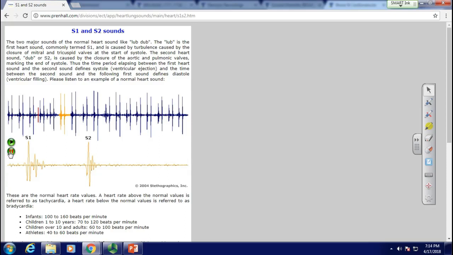So the first heart sound, that's around the time that the AV valves are closing, and the second one is around the time that the semilunar valves are closing, right? Okay.